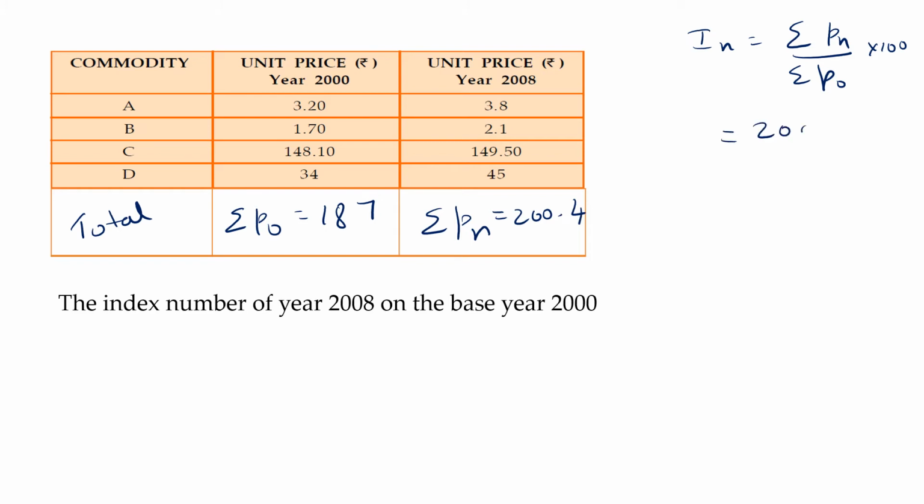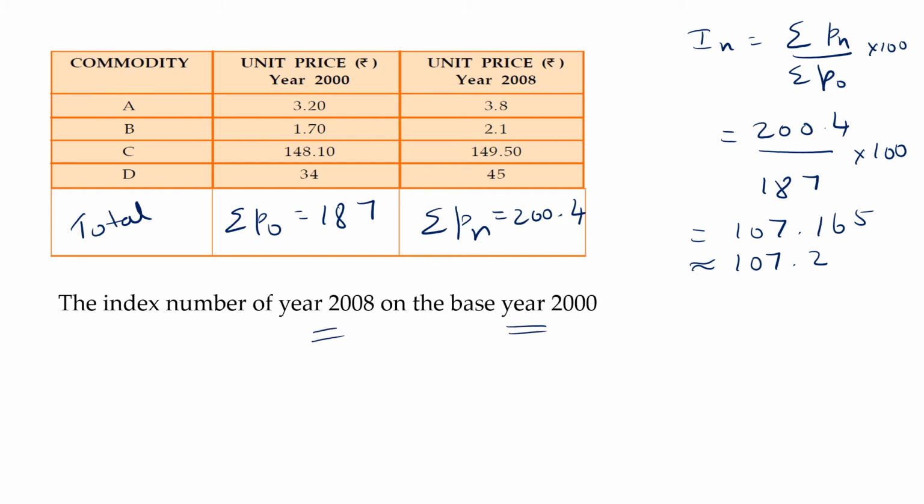So this is equal to summation pn upon summation p naught into 100, which is 200.4 upon 187 into 100. When we divide, we get 107.165, or approximately 107.2. So the index number of the year 2008 on the base year 2000 is 107.2. The meaning is that the price has increased by 7.2% during this period from 2000 to 2008. This is the meaning of this index number.